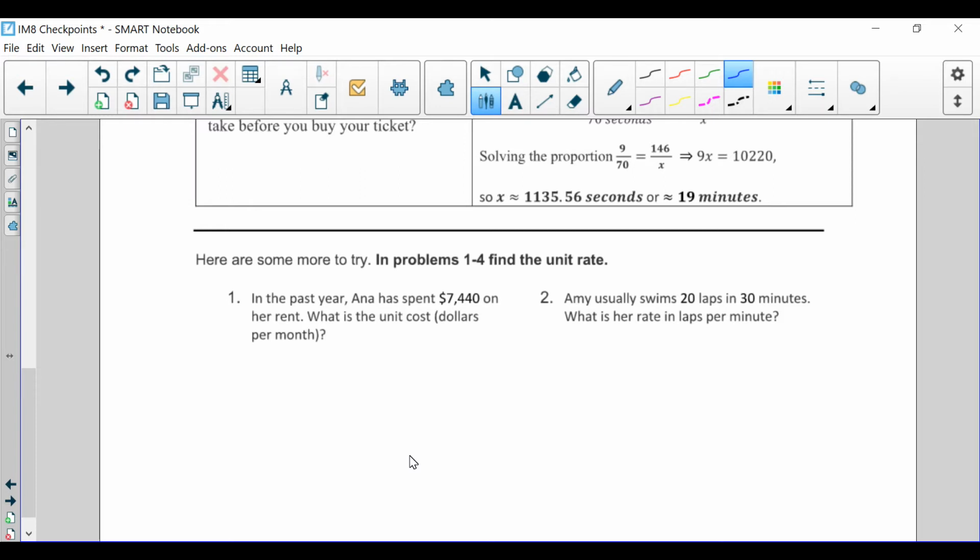Alright, so let's go over number 1. It says, in the past year, Anna spent $7,440 on her rent. So let's write that. She spent $7,440 on her rent. And her rent was how much? Well, how much per month? So we need to know what per month means. Per month means we're going to divide it by how many months are in a year? There are 12. So what we're going to do is we're going to go ahead and divide it.